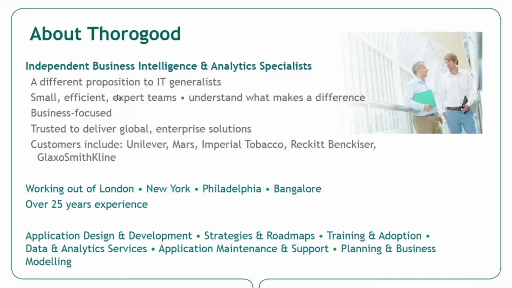That expert, small, efficient team nature means that we have a reduced amount of communication through the team. We need less communication. It means we can focus on what we're doing, and it means that everyone in our organization understands the impact and understands what makes a difference. We also apply a very business goal-oriented focus to BI. BI is about producing business results, and keeping that in mind throughout the project makes a big difference to how we deliver, and that means that we are trusted to deliver by a large number of global enterprise companies, some of which are on screen there.